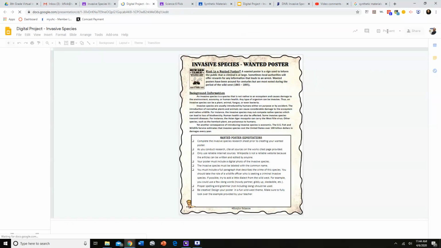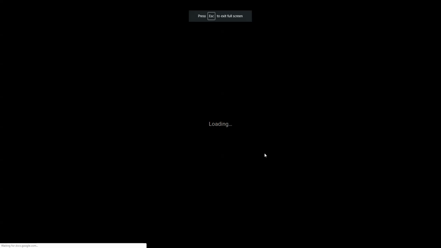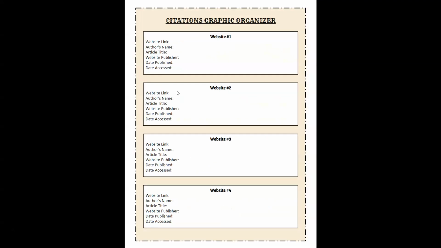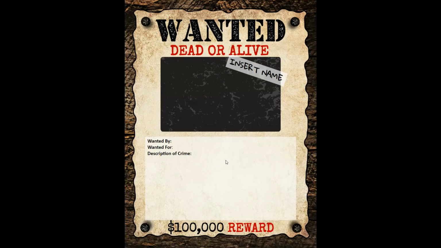All right, so for the invasive species wanted poster, there is a lot of information that it asks for. I don't necessarily need you to be super detailed. So this is asking you to create a wanted poster. If you don't know what a wanted poster looks like, it's something like this. You don't have to do one that looks this good.